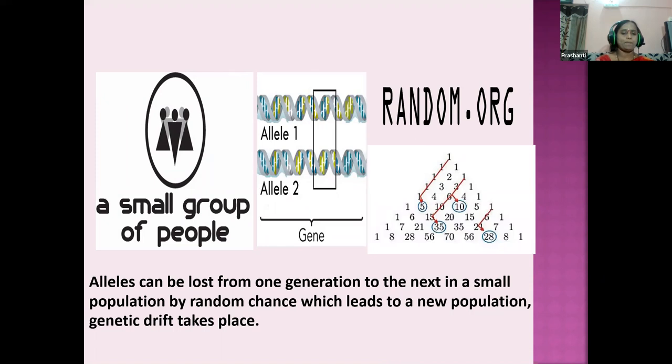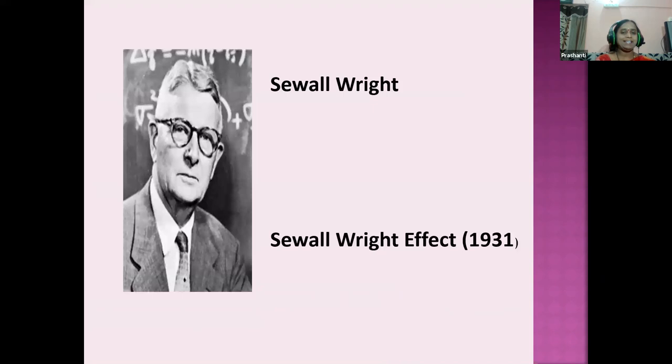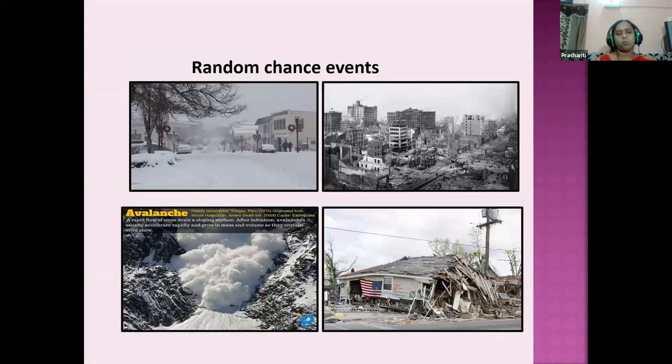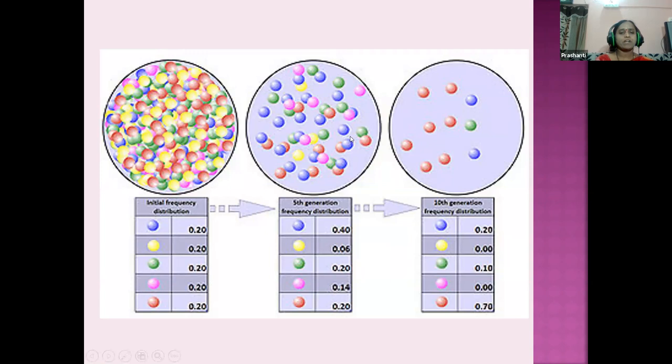In this way, this will lead to a new population. This is called genetic drift, which was explained and discovered by Sewall Wright. So this is called the Sewall Wright effect. So the genetic drift is also called the Sewall Wright effect. Then why does genetic drift take place? That is random chance. For example, in nature, many drastic disasters take place like snowfall, earthquakes, floods, cyclones, etc. These disturb the original population. From the original population, many will die and a few survivors will move to another area, and only a few will adapt to the new environment. So this is called genetic drift.